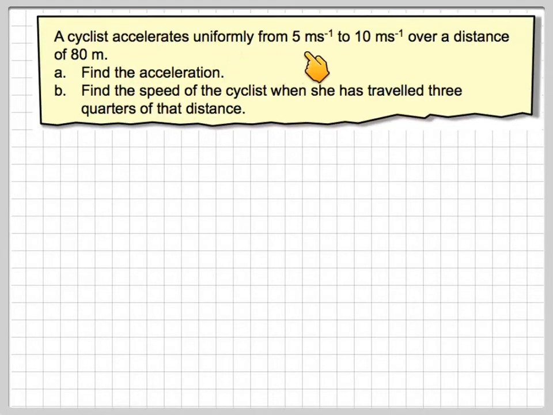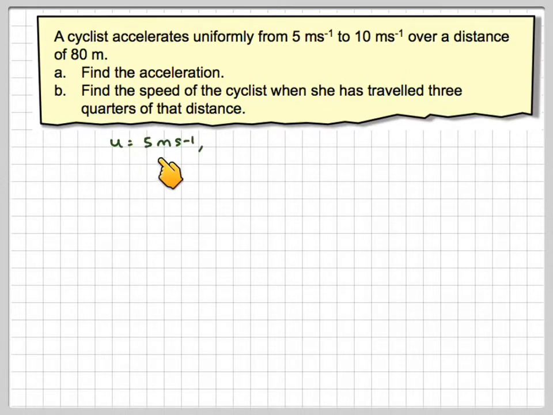A cyclist accelerates uniformly from 5 meters per second to 8 meters per second over a distance of 80 meters. A, find the acceleration, and B, the speed of the cyclist when she has travelled 3/4 of that distance.